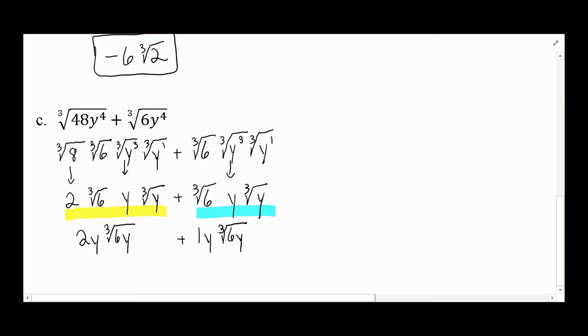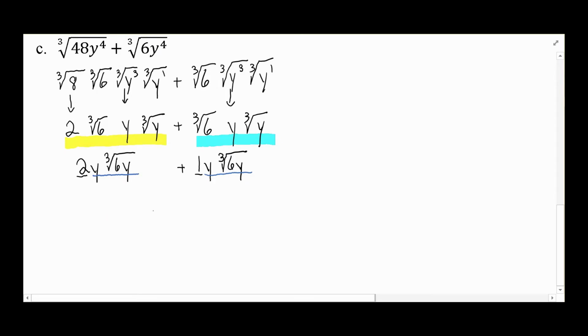Now we want to say, do we have like radicals? I have y cube root 6y. I have y cube root 6y. Those are the same. So I'm going to add my coefficients of 2 and 1 together to get 3 y cube root 6y. And that's my final answer.